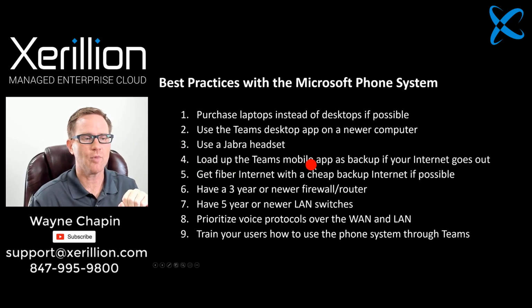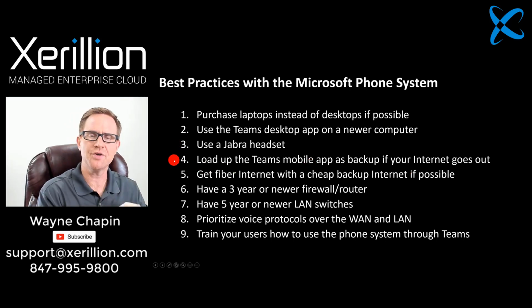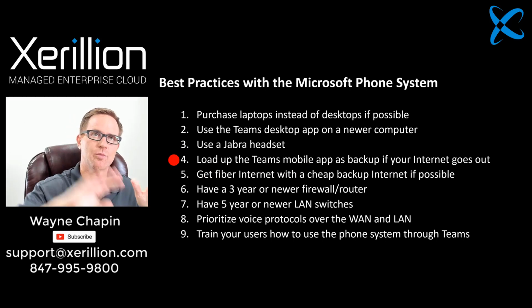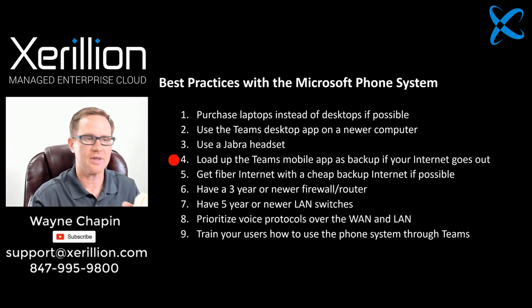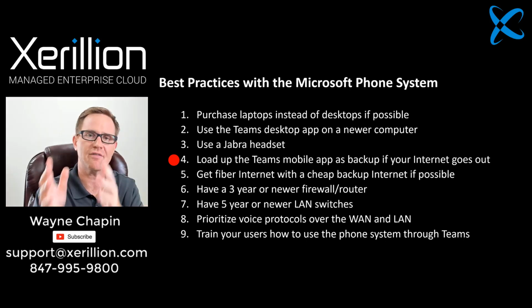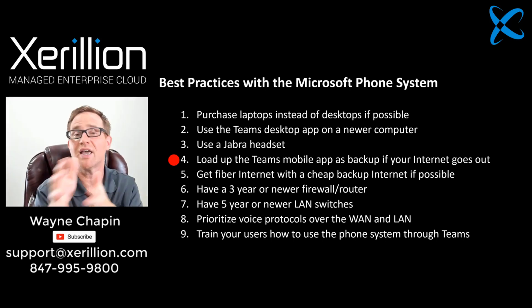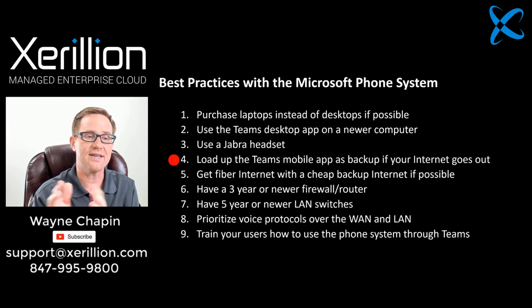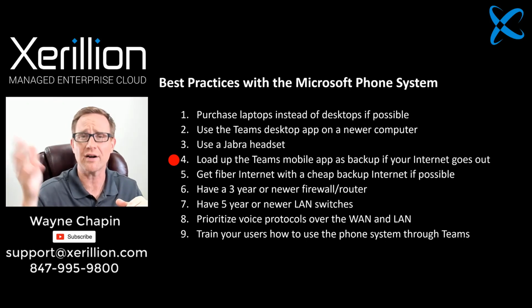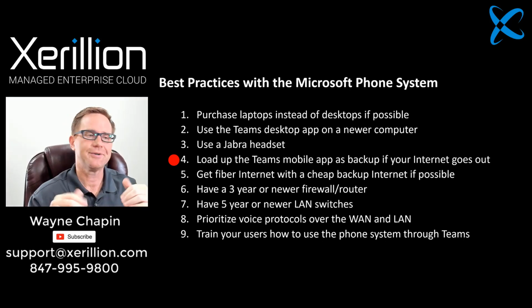And load up the Teams mobile app as a backup if your internet goes out. So there used to be a time where, as we were moving more and more things in the cloud, I'm like, well, you've got to have your primary internet connection. Ideally, that's a fiber internet connection. Then you've got to have your backup, and hopefully that's probably a lower end cable internet connection or a DSL connection, something like that, or even a wireless internet connection. You have a firewall that knows how to fail over and fail back.